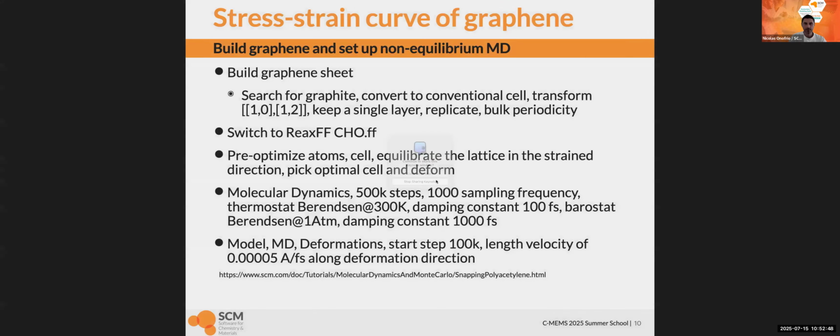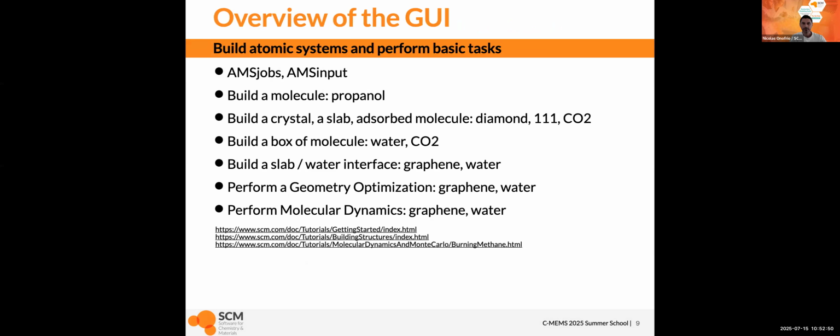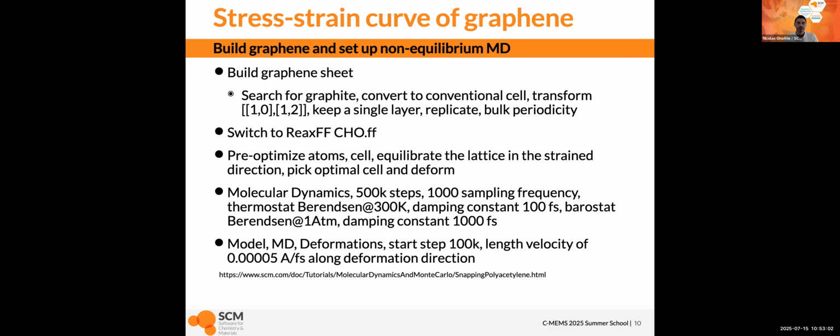I'll continue sharing. So this is what I've done, right? I've shown you this overview of things that you can build, and those are the links. So you can go to the documentation and reproduce what I've shown. These are the steps that I used to build the nanoribbon. This is for graphene, but you should easily be able to do the nanoribbon. And if you have any problem, just let me know.